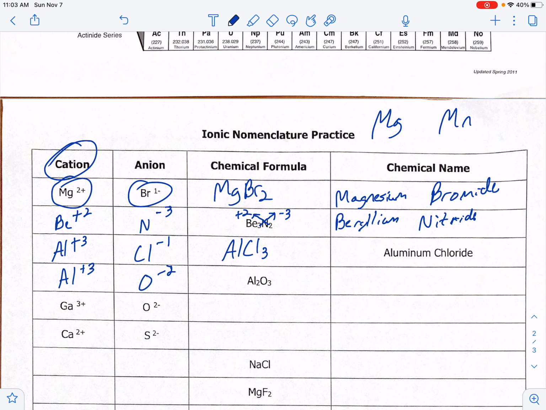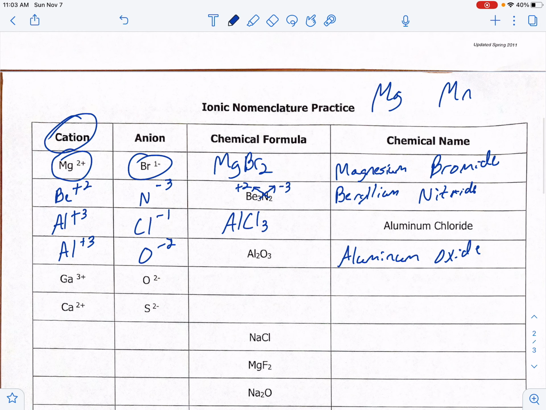So for my name, all I have to do is write aluminum, and oxygen becomes oxide. Okay, now I have Ga with a +3 and O with a -2. Okay, so gallium and oxygen.